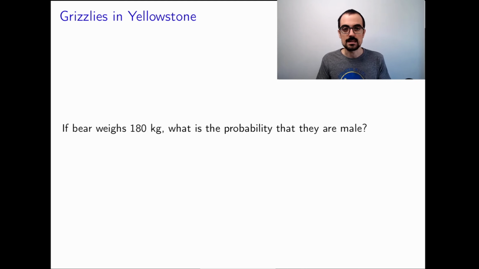Let's go to the other example, the grizzlies in Yellowstone. You find a bear, you weigh it. It weighs 180 kilograms. What's the probability that it is male? Probably you can just look, right? But let's imagine that for some reason, maybe you see through binoculars and you figure out how much it weighs. This seems a bit contrived, but what's the probability that the bear is male?